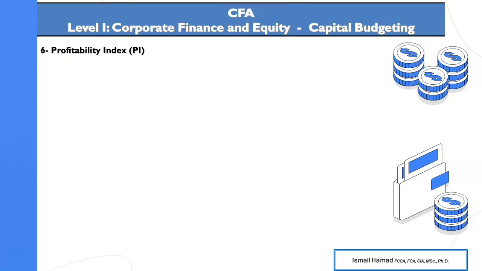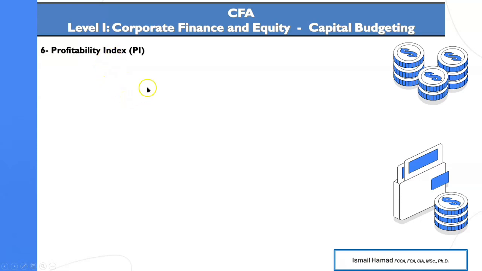The sixth measure or criteria used for evaluating a new project or investment is called the profitability index. Before we see the formula, I want to make it very simple. The terminology looks very complicated, but the idea is very simple. Profitability index. What does that mean?